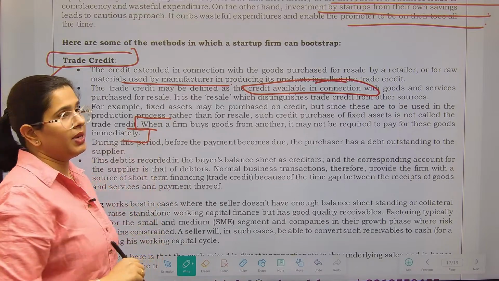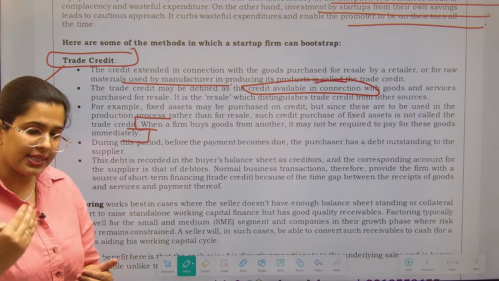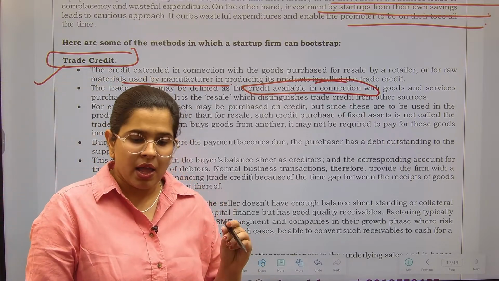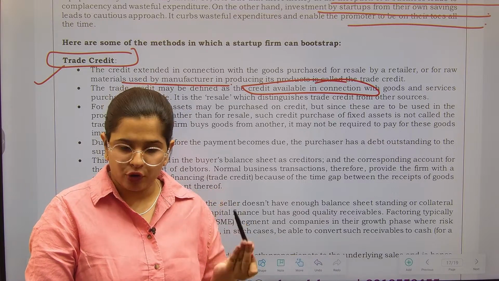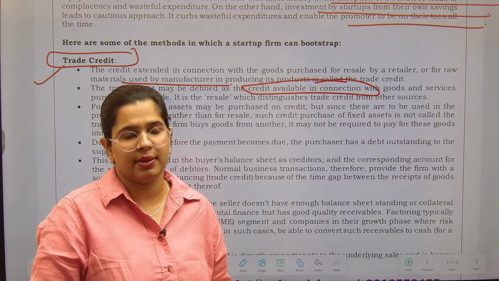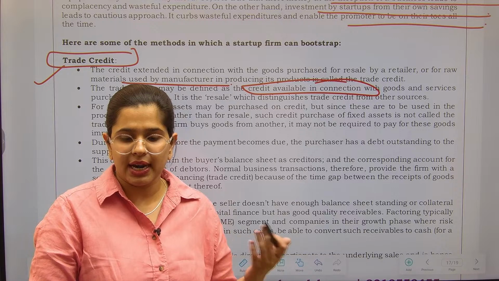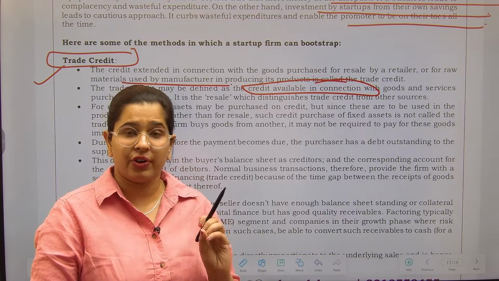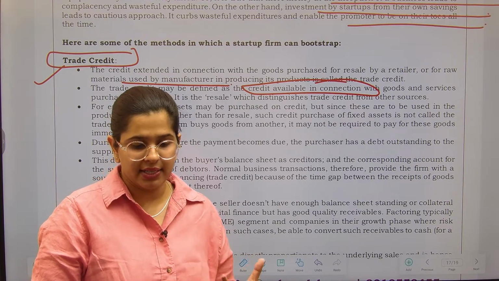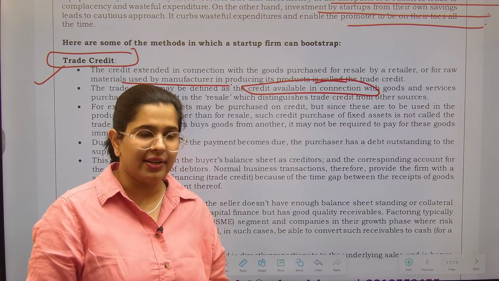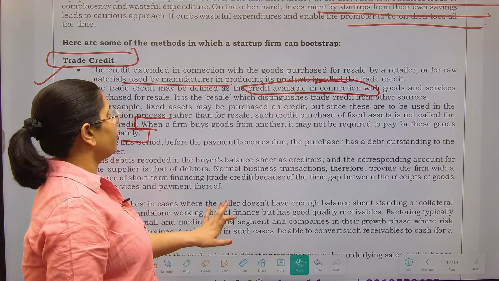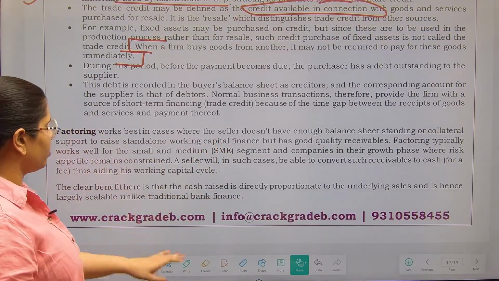whenever we say trade credit, we mean the goods that we buy in order to resell in our business. For example, I have a business of manufacturing this particular pen. So I have to buy machinery and I have to buy raw material. Trade credit is the term used in relation to raw material, not in relation to the machinery, because that is a fixed asset, right? And we do not use the term trade credit for it. We use the word trade credit for the raw material and other things that we use in our business, if you purchase them on credit, right? That gives us time to repay the amount. During this period, before the payment becomes due, the purchaser has a debt outstanding to the supplier.